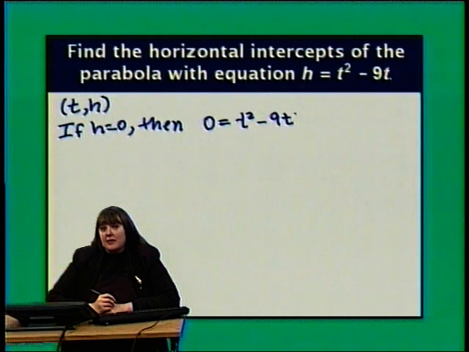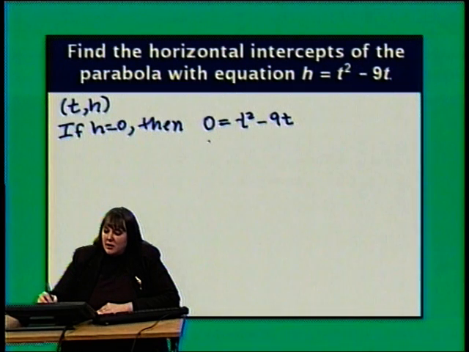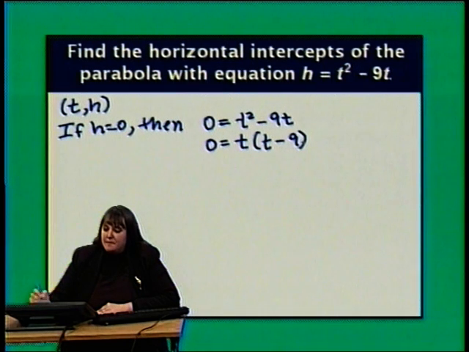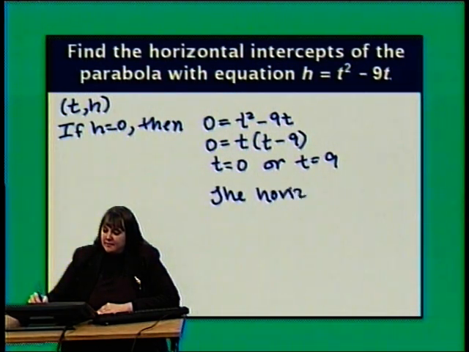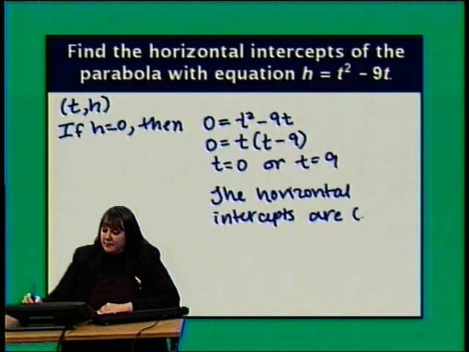Now it's easy to factor the right-hand side of this equation. I have a common factor of t in both of the terms. So if I pull out that common factor of t, my remaining factor is t minus 9. And the zero product property tells me that either t has to equal 0 or t has to equal 9. So this parabola also has two horizontal intercepts. The horizontal intercepts are (0, 0), the origin, and (9, 0).